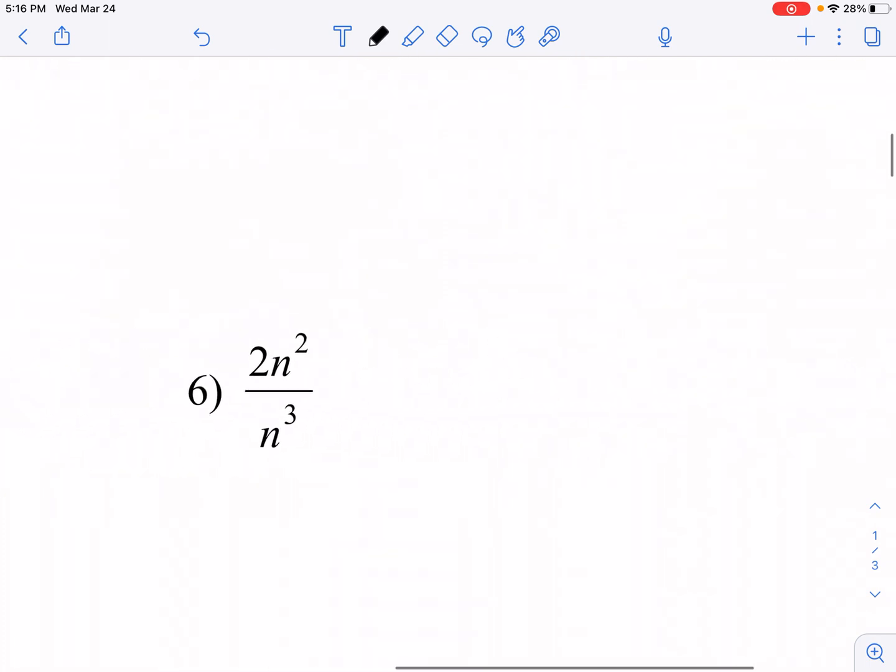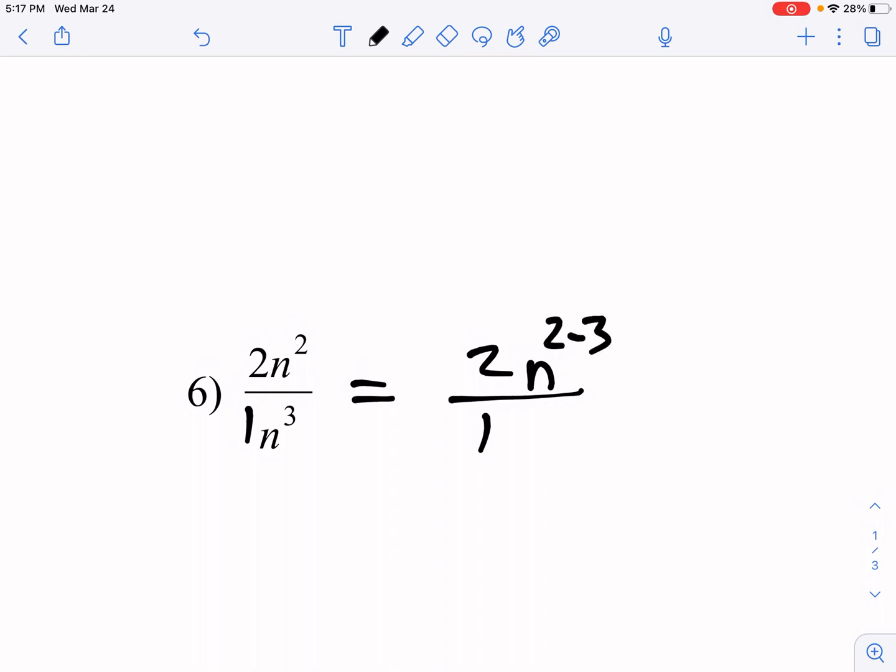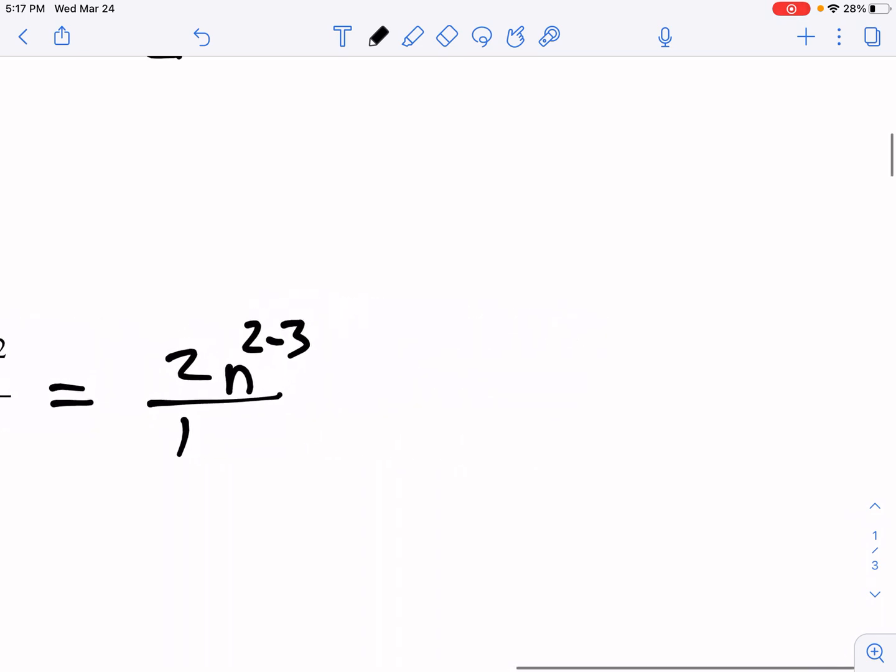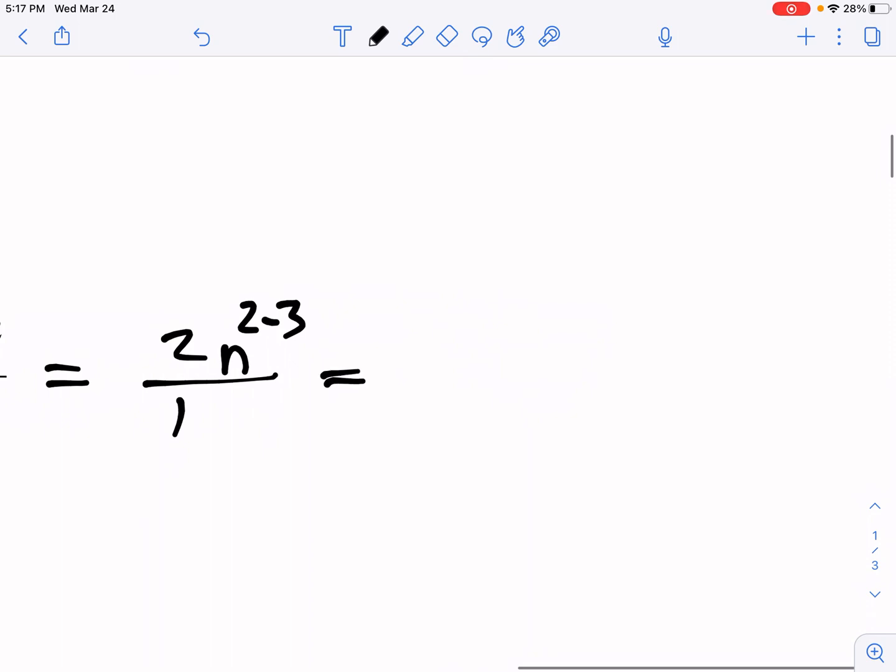Okay, number 6, again, even though we don't see it, for right now we could treat this like it has a coefficient of 1, and we have 2 over 1. Okay, 2 over 1. And then we have n as our base, and we have 2 minus 3. Okay, so let's see what we get with 2 minus 3. Let's keep the coefficients for now. And 2 minus 3 would give us negative 1 over 1.